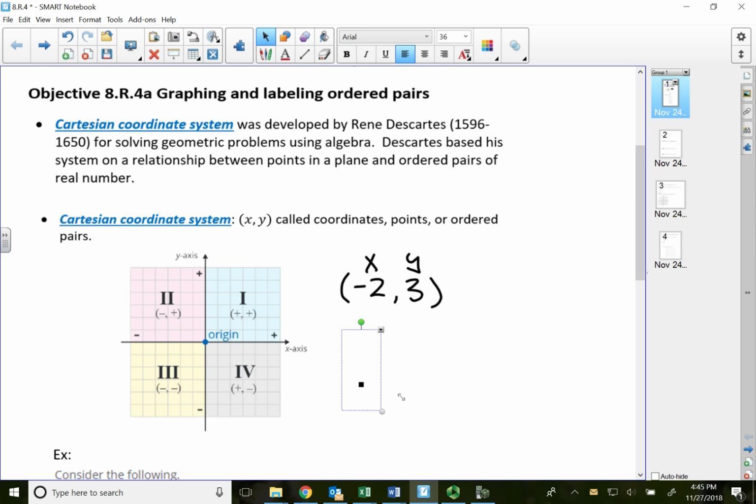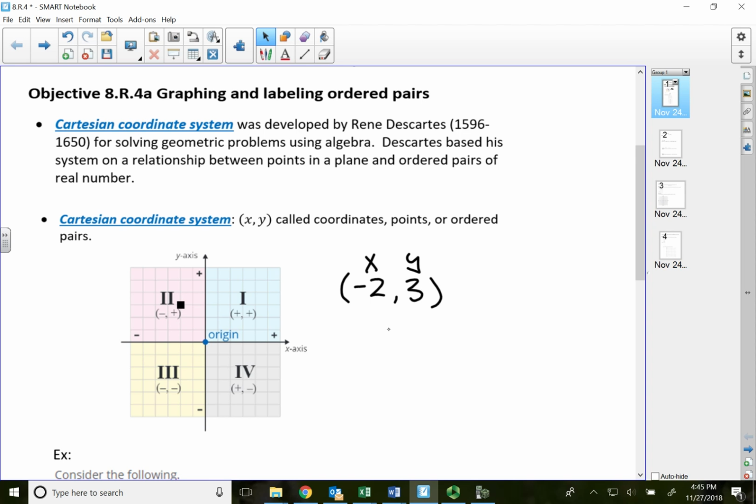When we are plotting points, we always start from the origin. So (-2, 3): negative 2 means go to the left 2 first, and then the 3 means go up 3 units. So this particular ordered pair, this particular point, is going to be right here in the second quadrant.